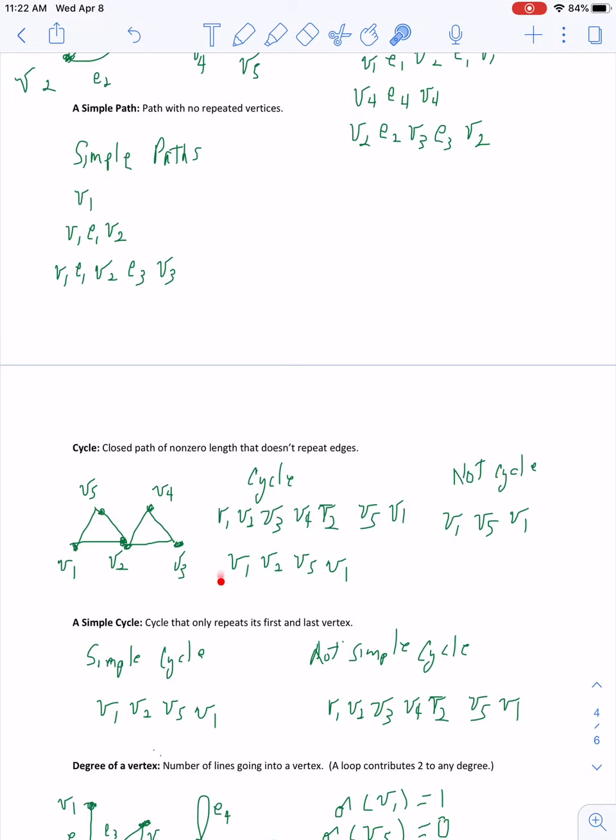Here's another cycle. V1 to V2 to V5 to V1. Get it? There's your cycle. Now, if you want an example of something that's not a cycle, if I go from V1 to V5 and then back to V1, that is a closed path because I do begin and end at the same vertex, but it is not a cycle. Why? Because I have to walk over the same edge twice. So there's the concept of a cycle.